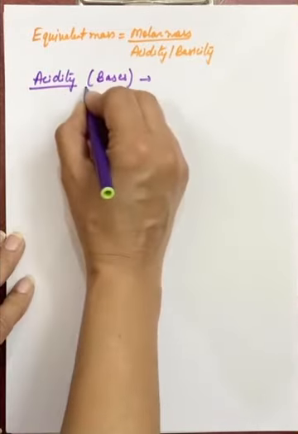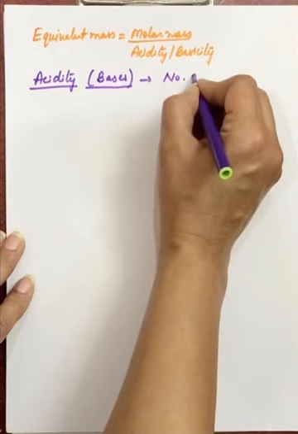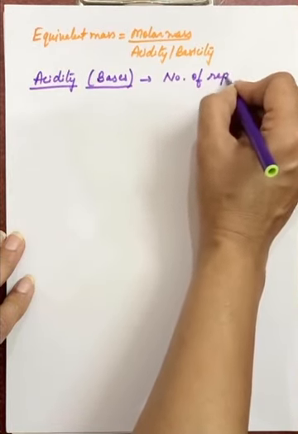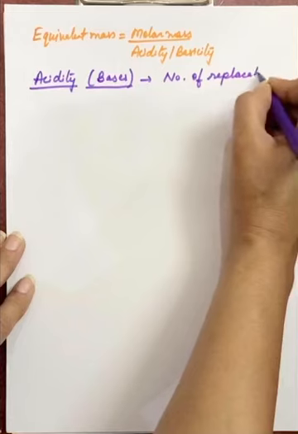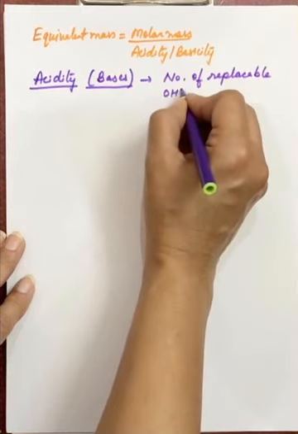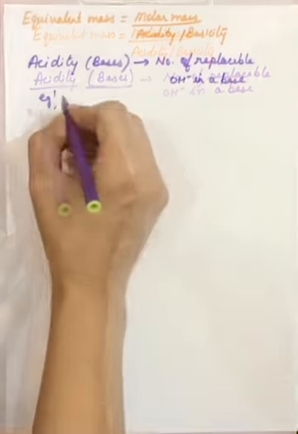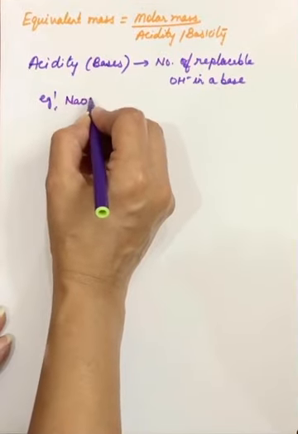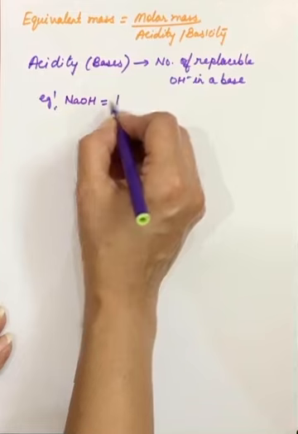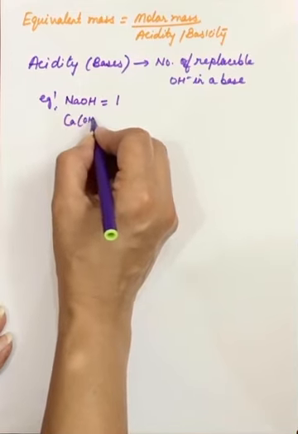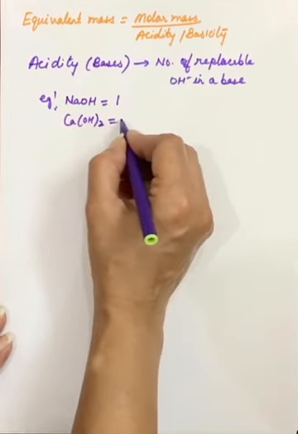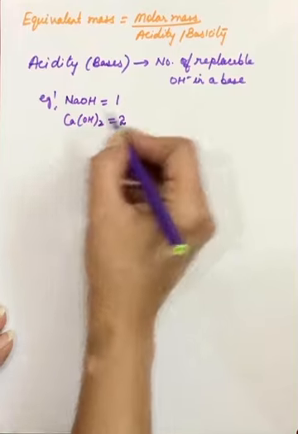What is acidity? The number of replaceable OH minus ions in a base. Example, NaOH: acidity is 1. Calcium hydroxide, there are 2 replaceable hydroxyl ions, so its acidity is 2.